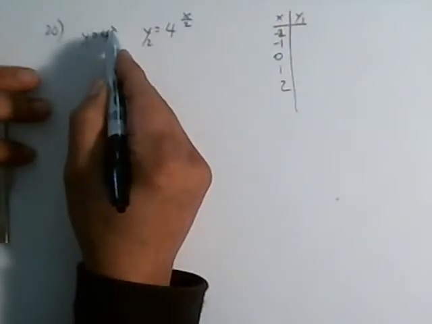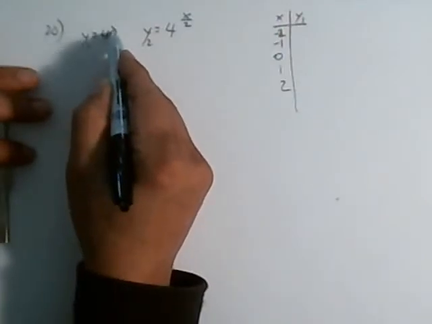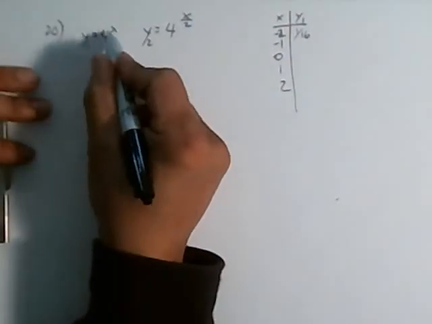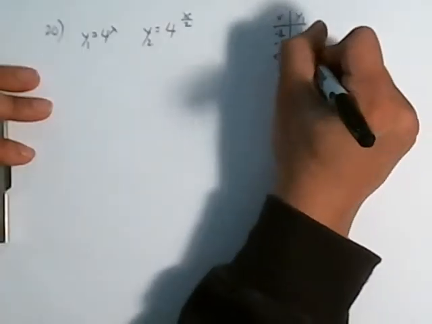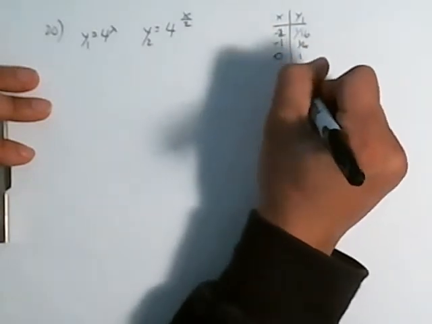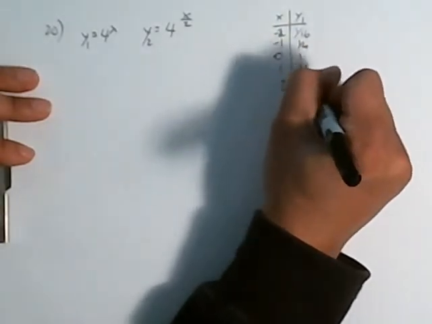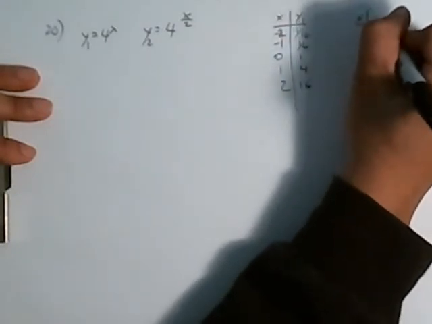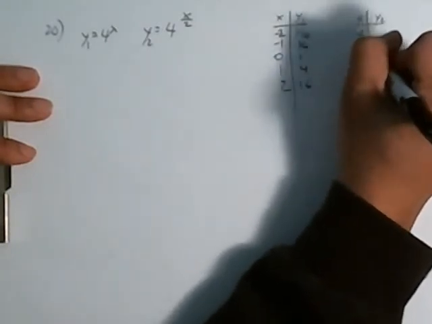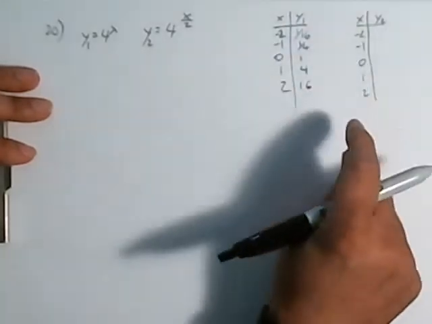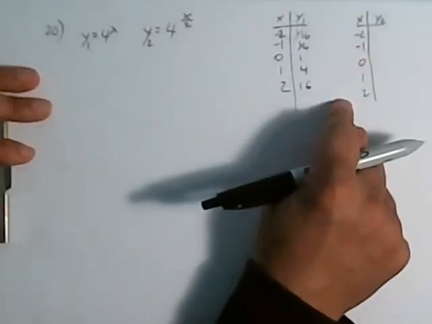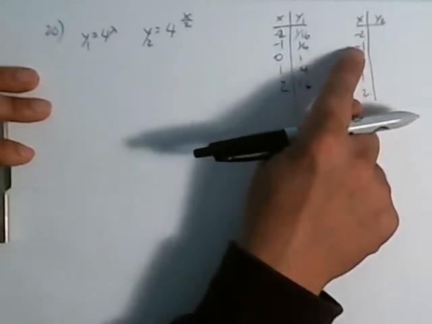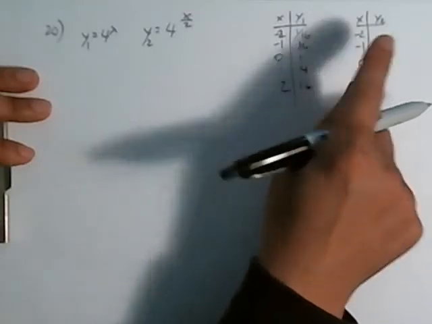When x is negative 2, 4 to the minus 2 power is 1 over 4 squared, which is 1 over 16. 4 to the minus 1 is 1 over 4. 4 to the 0 is 1. 4 to the 1 is 4. 4 to the second is 16. Let's graph the second set of axes, x and y2: -2, -1, 0, 1, 2. So these are the numbers you usually start off with; you start at your center and it goes up exponentially and it decays in this direction.